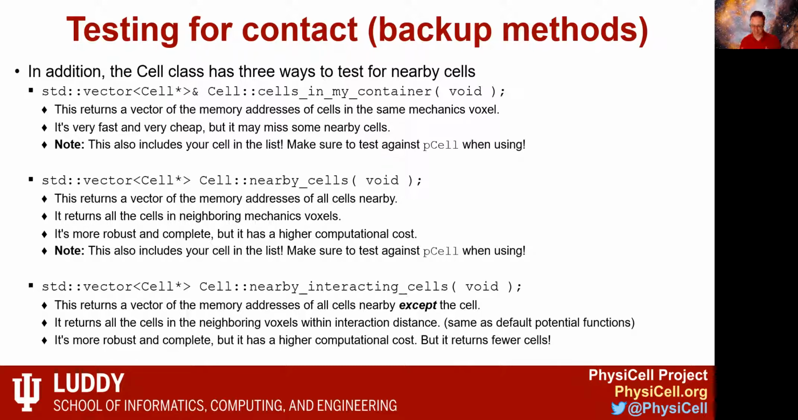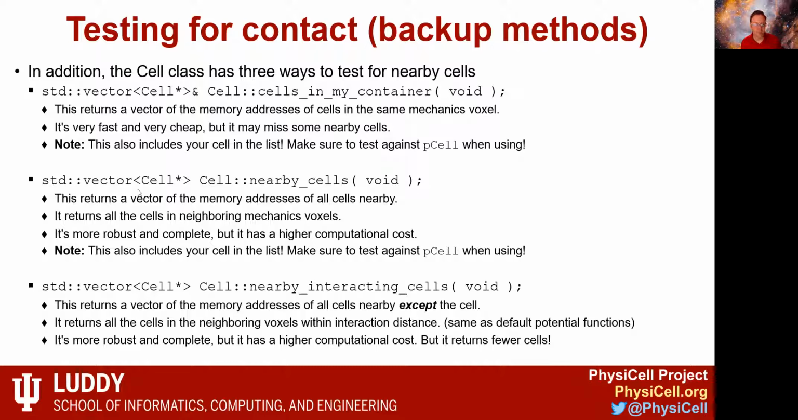The other thing is the cell itself is in that container, which means that it is in this list. And so if you're going to do some operations on it, you first want to make sure that you're not trying to interact with yourself. So be really careful when you use this function, but it's way fast and cheap.